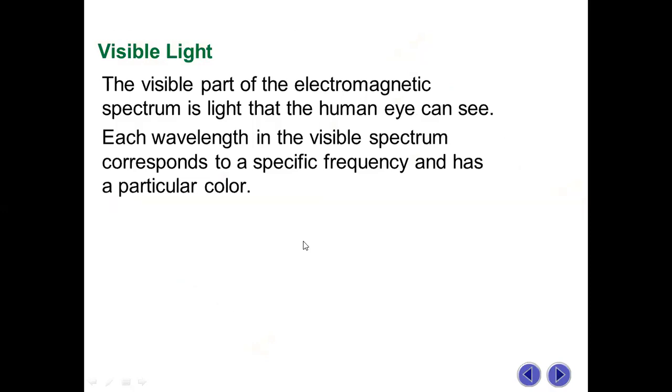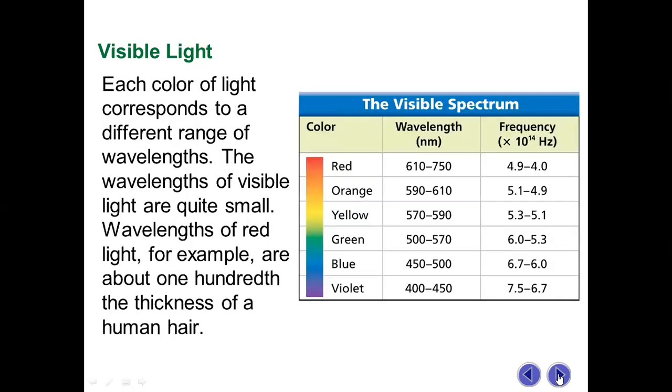The human eye can see it. Each wavelength in the visible spectrum corresponds to a specific frequency and has a color. So our eyes distinguish only the frequency between the components of visible light. Visible light is made up of red, orange, yellow, green, blue, and violet. Okay, you should memorize them.